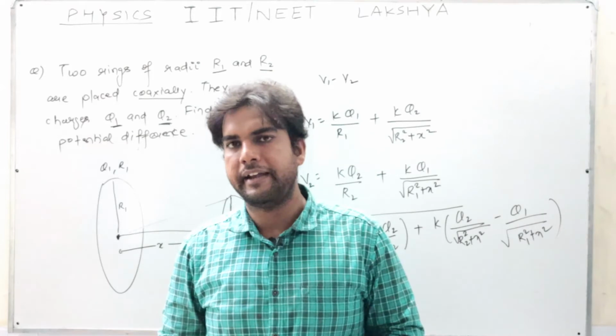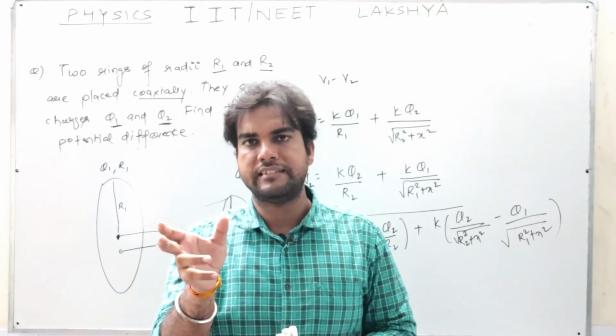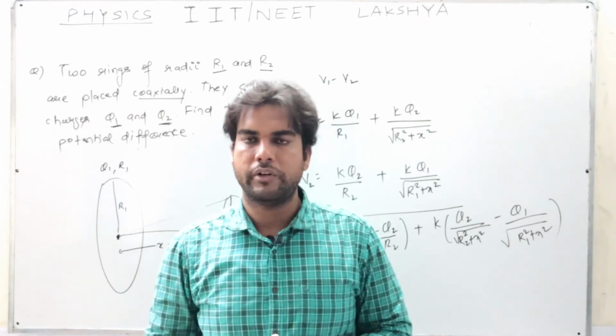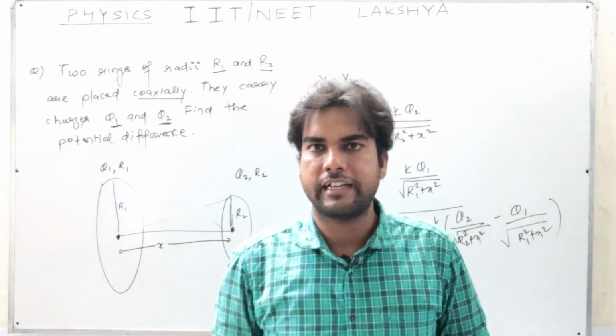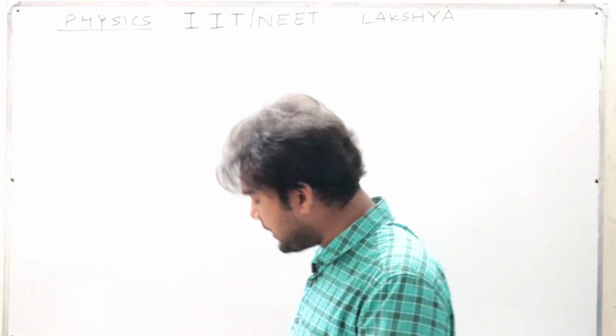Note it down, and now we are moving to the potential due to a dipole. Again in dipole, on the axial point as well as on the equatorial point. So note it down and then we'll take that. So let us move to the next concept, which is potential due to a dipole.